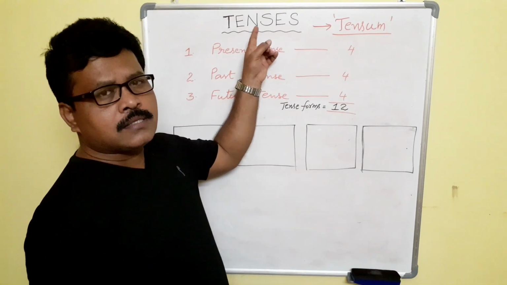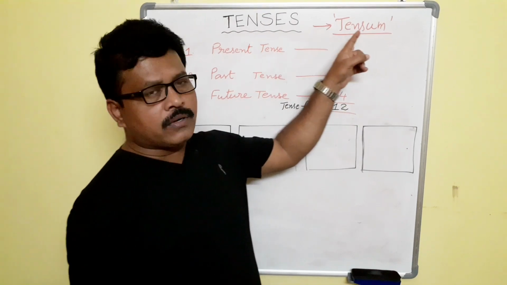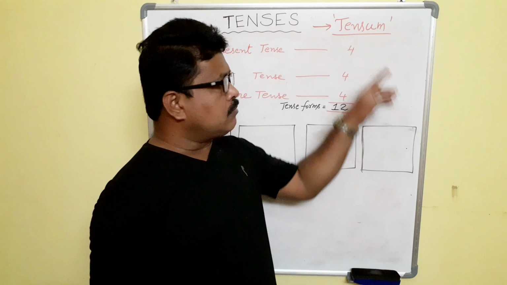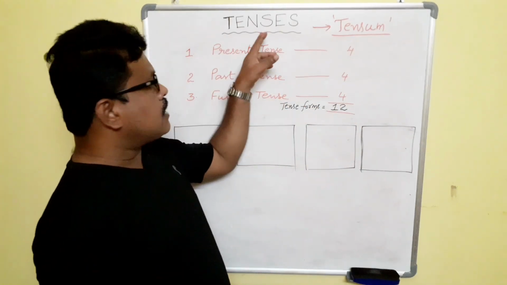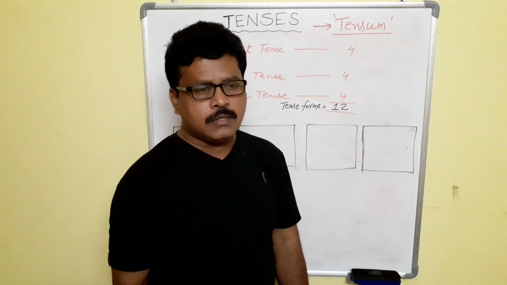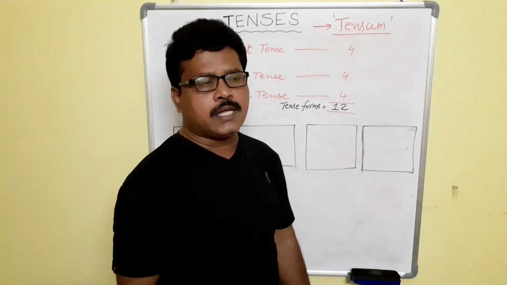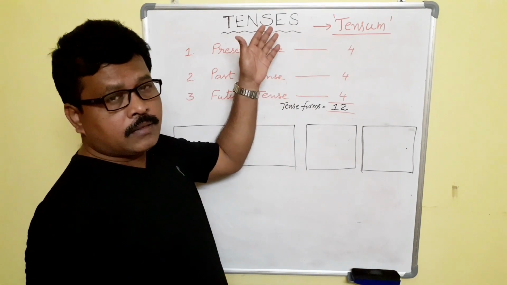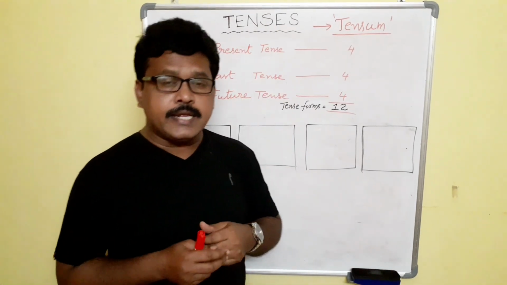The word tense is derived from a Latin word, tensum. The meaning is time. So tense means nothing but time only, but not this wristwatch time. A little bit of variation is there. How can we define the word tense here? Tense means a change in a verb.